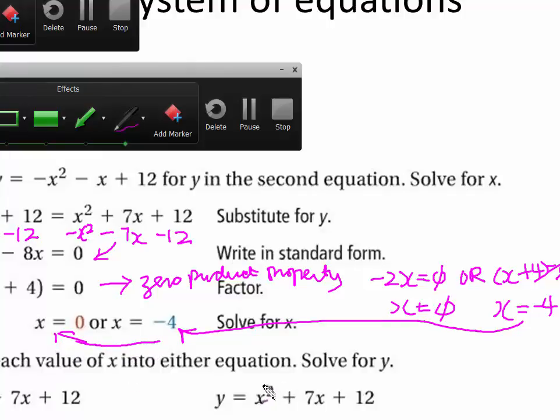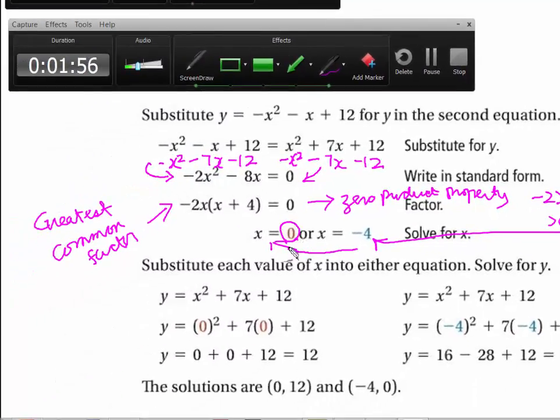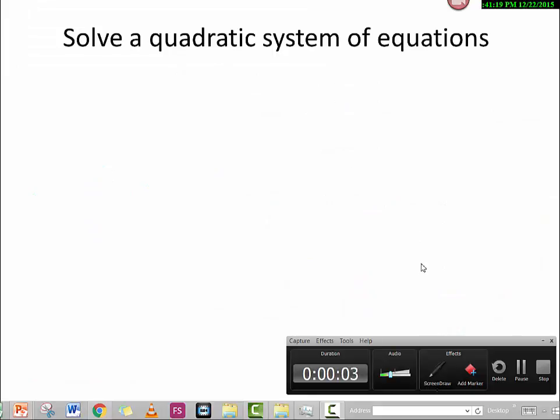And then once we know what x's are, we can substitute the x values back into the equation right here to solve for y. Since x equal to 0 right here, we put it right here, then we solve for y. After you find y, the solutions, as we said earlier, are the intersection points. So they are (0, 12) and (negative 4, 0). I just showed you how to use substitution to solve a quadratic system of equations algebraically.